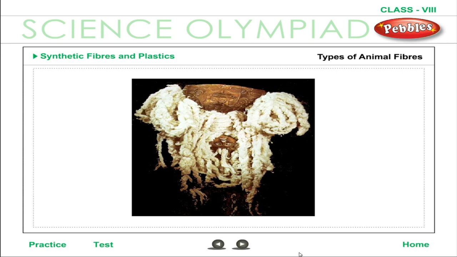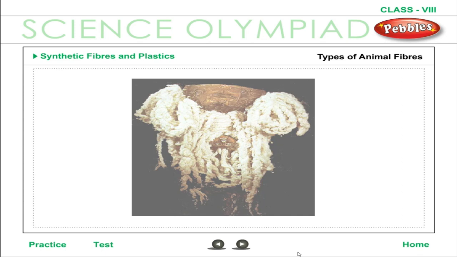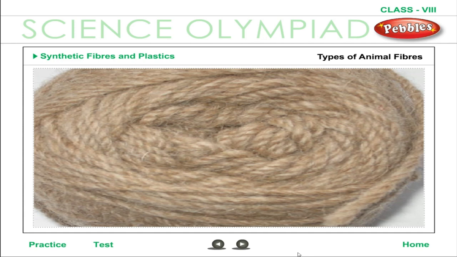Goat wool. Angora, Pashmina, Kashmir are the most important breeds of goat as well as varieties of wool. Camel wool. Camels grow a very thick coat of hair which they shed during summer.